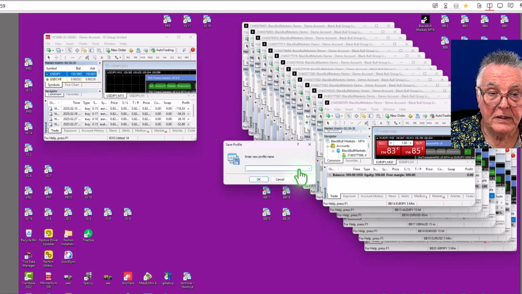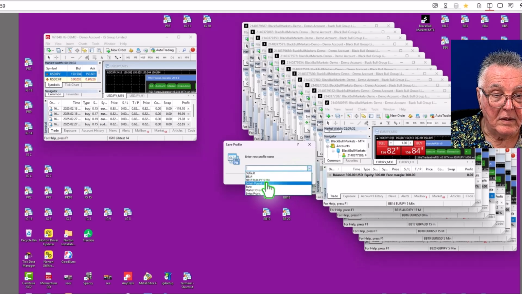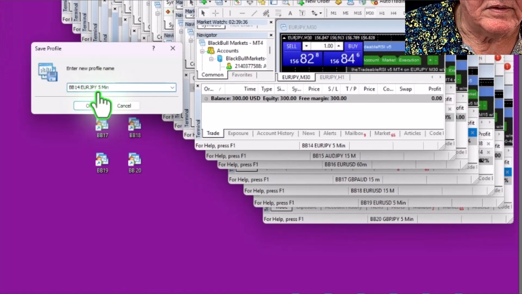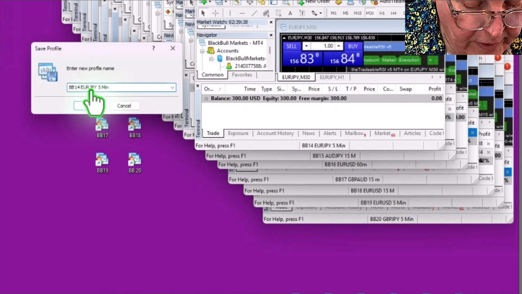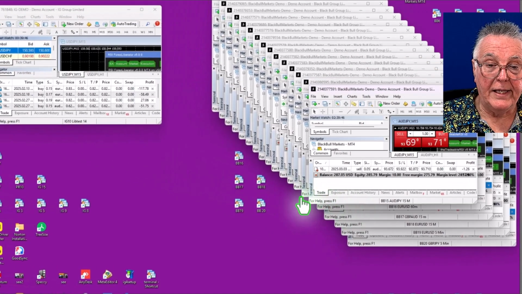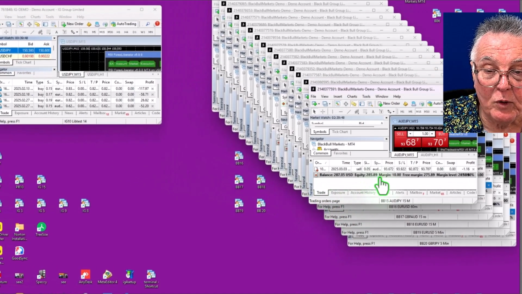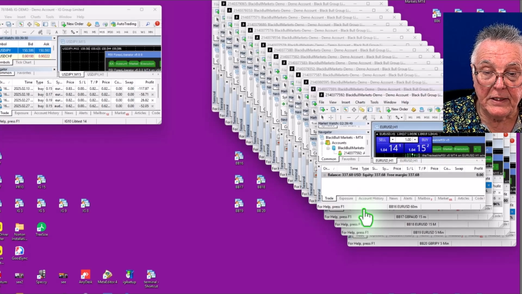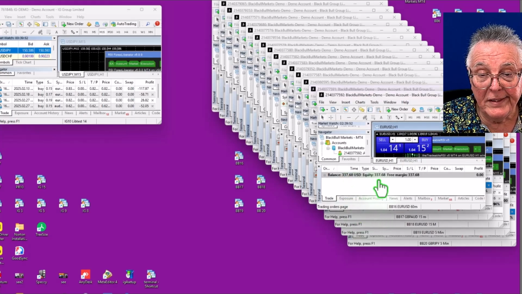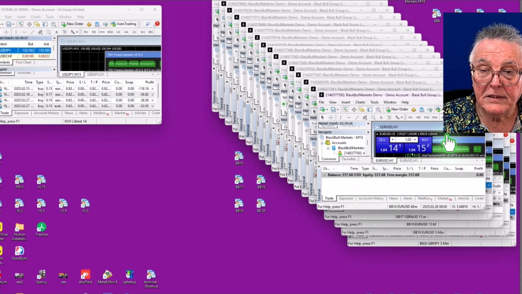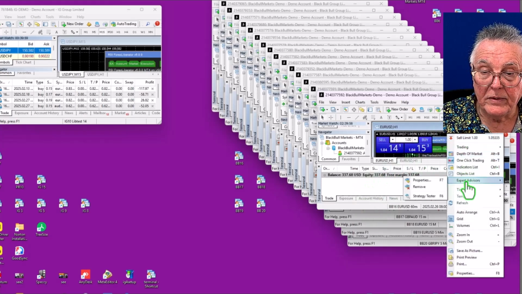Save profile. There we are. We call that now the 30-minute. So now I know what that is. Okay, let's move on. So this one's made a small loss. Not going to worry too much about that at this stage. This one's made a 10% gain, a little bit high. Let's just see what we can do about that.